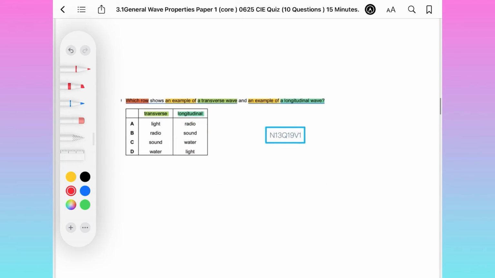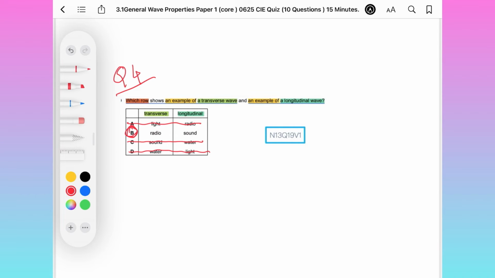Okay. Question 4. Which row shows an example of a transverse wave and a longitudinal wave? Light, radio, they are both transverse, so that's not one. Sound and water: water is transverse and sound is longitudinal, so it's not correct. Water is transverse, okay, but light is transverse also, so this one is not correct. So the answer is B.